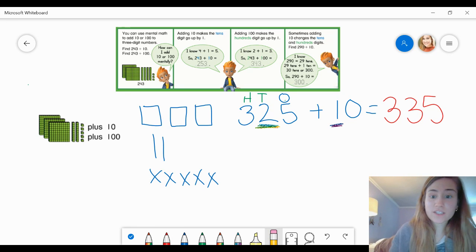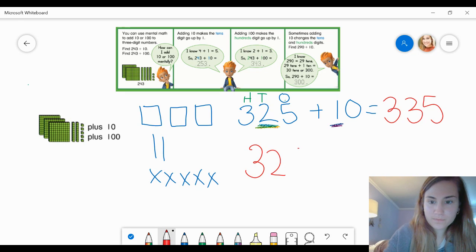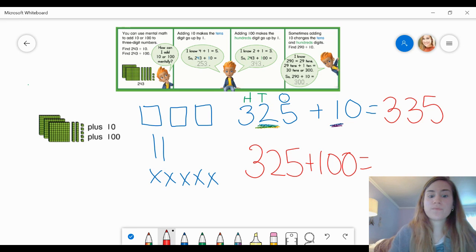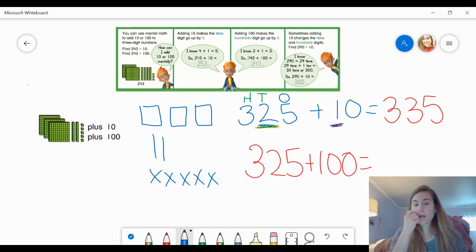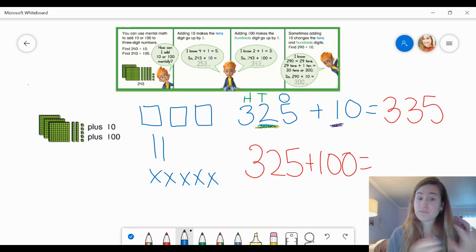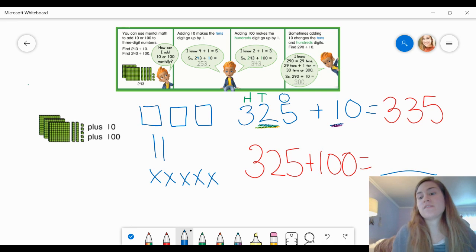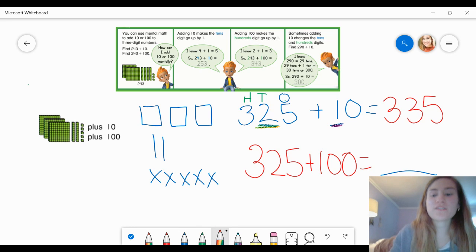Now, let's do 325 plus 100. Write that equation on your paper. You solve it. Either increase the hundreds by 100 with the drawings, or do it in your head. Write the answer in the space. I'm going to do it along with you.